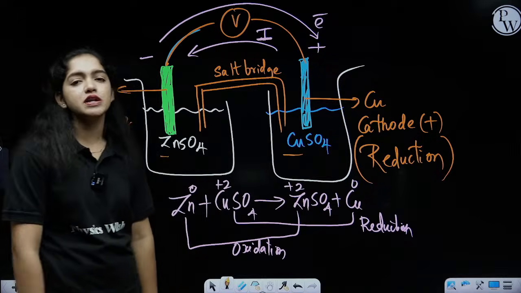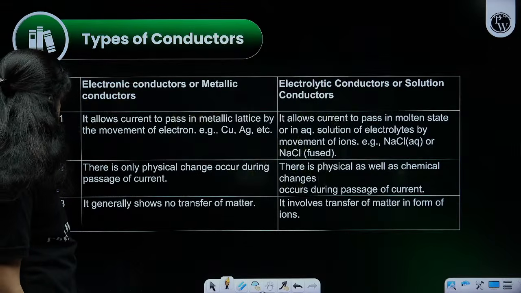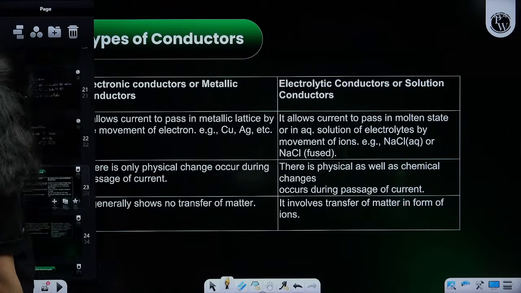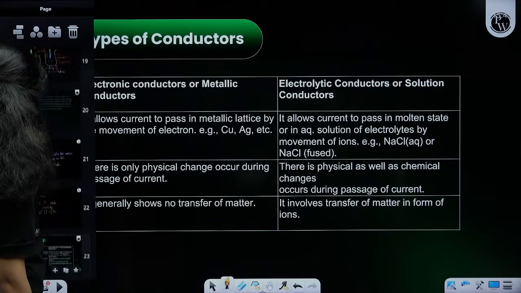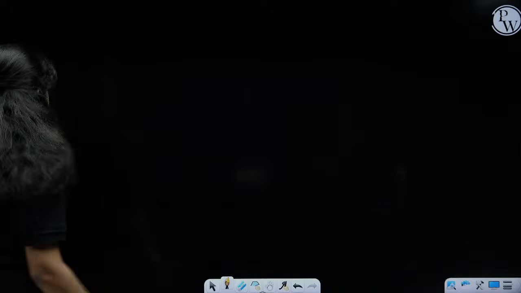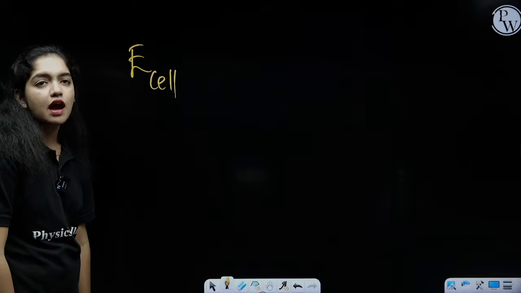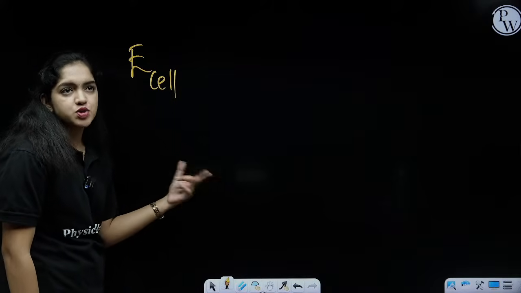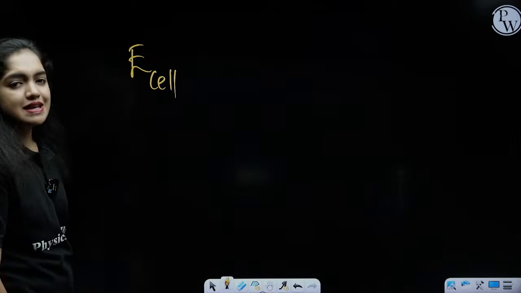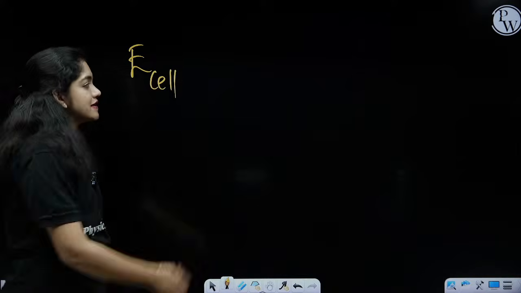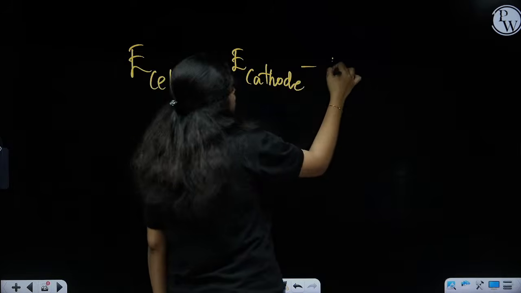How will we calculate the difference in the electric potential? The difference in the electrode potential is given by the equation E cell, EMF. The salt bridge's function is to connect the two solutions and maintain the equilibrium. So E cell is the change in the potential between the two electrodes, given by the electrode potential of cathode minus the electrode potential of anode.